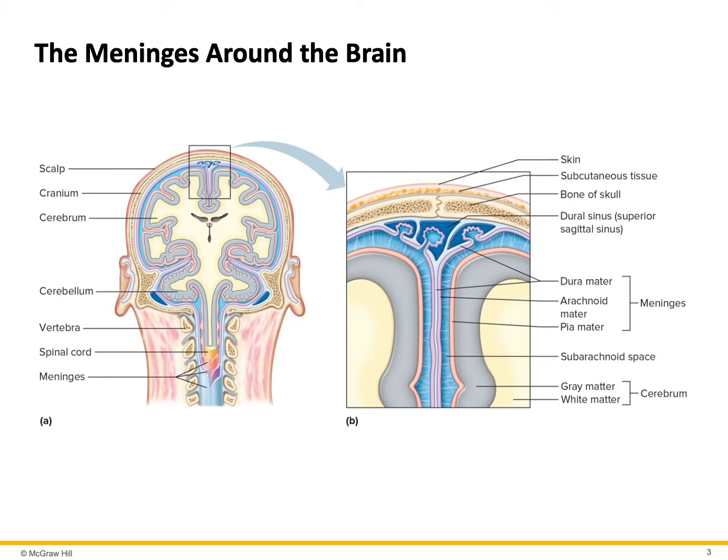Between arachnoid mater and pia mater, there's a space called subarachnoid space, and cerebrospinal fluid flows in this subarachnoid space.